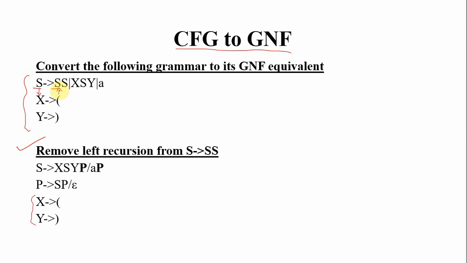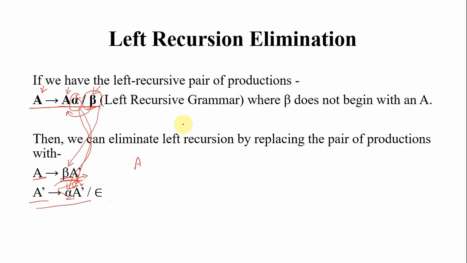So instead of that, what are we going to do? S gives SS, XSY, A. If we compare it with the previous one, it will be A, alpha, beta. So beta can be XSY or A, because they are not starting with S. And this alpha can be S, as per the previous one, right?